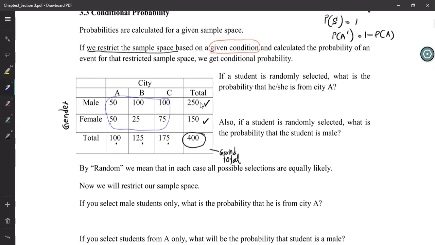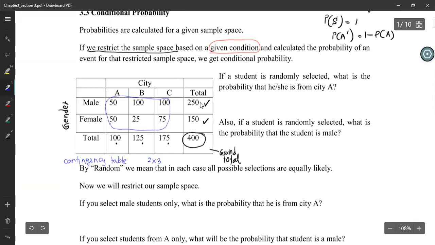So you can represent numbers or figures according to these two variables. These are categorical variables: gender is a categorical variable, city is a categorical variable, and you formulate a 2D table like this. In this table, you have 3 categories for column, 2 categories for gender. So we call this a 2 by 3 table, 2 rows and 3 columns. And we call them contingency tables.